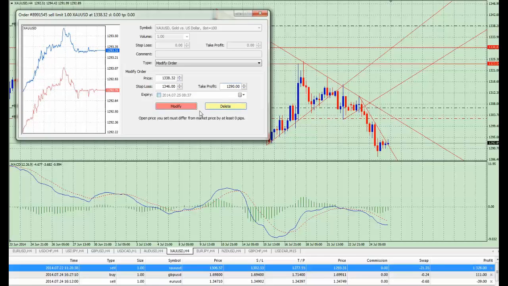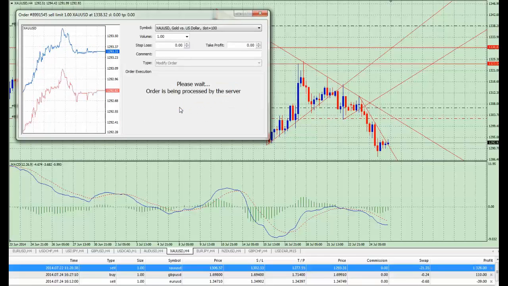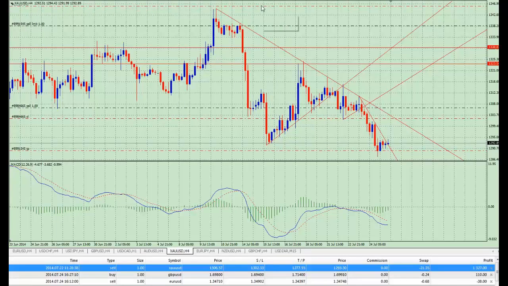Okay, so I modify that order, and now we've got a take profit at the top, and sorry, we've got a stop at the top. I'm getting confused now, I'm reversing everything. So there's my stop at the top. I'm saying I'm going to enter there, I'm going to have a stop at the top, and I'm going to take profit when price comes all the way down here. So that's a simple way of placing an order based on previous price action.